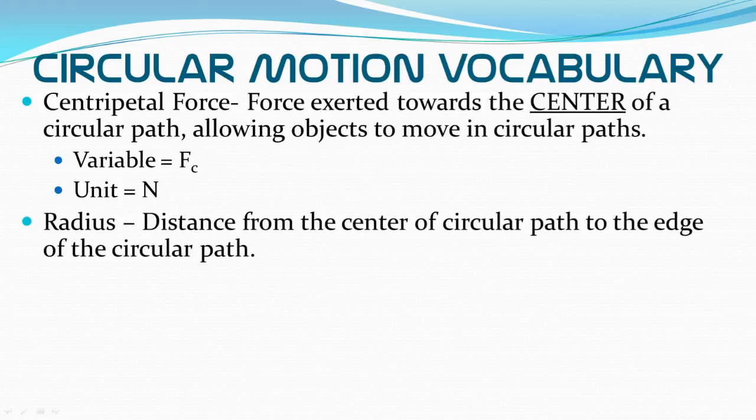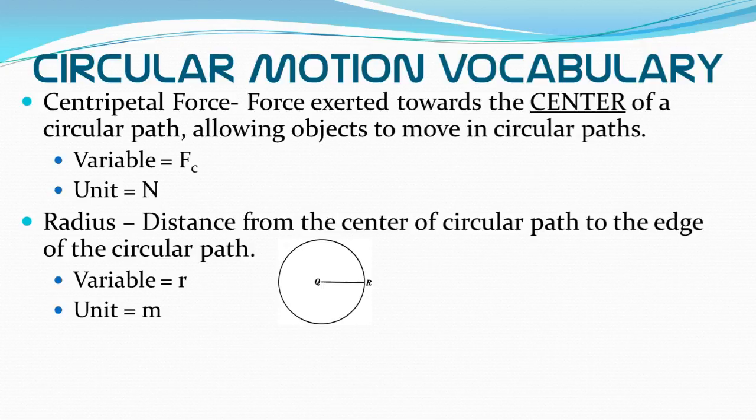The radius is the distance from the center of a circular path to the edge of the circular path. The variable is r, and the unit is meters since it's a measure of distance. Visually, this is what the radius looks like. We have a circular path. The radius is line segment QR.